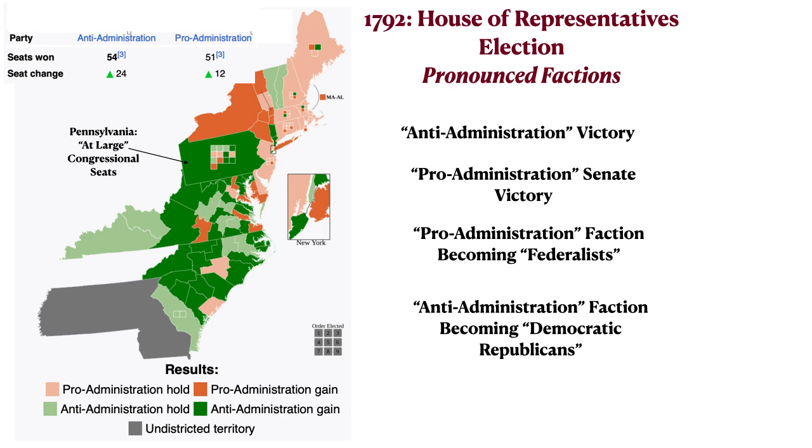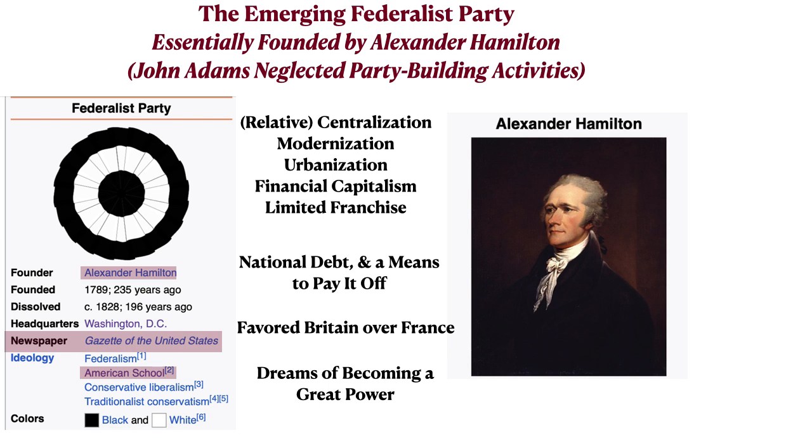And as the slide notes, the pro-administration faction is becoming the Federalist Party, and the anti-administration faction becoming the Democratic Republicans, or we could say Jeffersonians or Madisonians, if you will. So there's more contention. Parties are emerging in this election. The anti-administration side won in the House. The pro-administration side won in the Senate. So anyway, as I said, parties are being founded, and the Federalist Party is one of the big two.